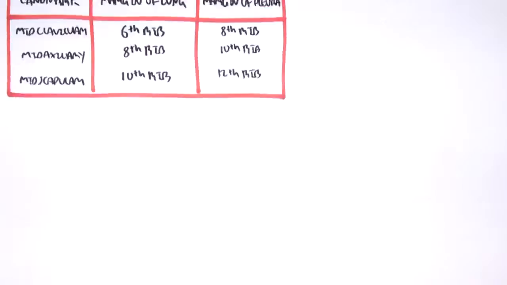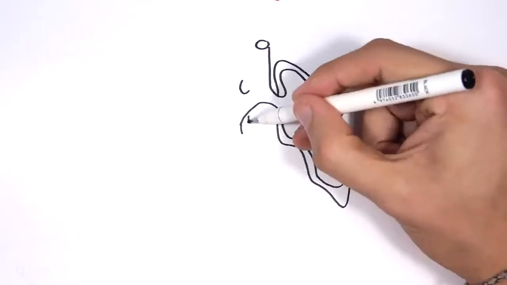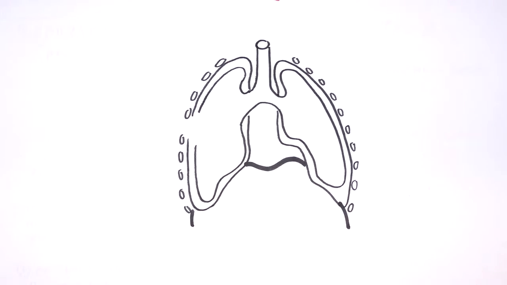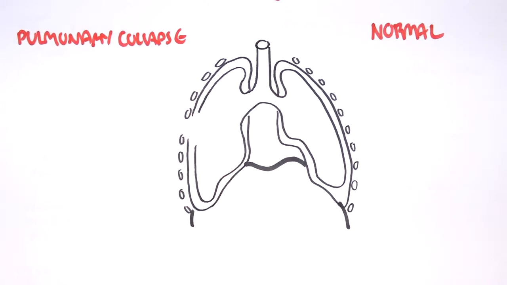Now, let's look at what problems can occur in the thoracic cavity. Let's look at a pulmonary collapse, a result of a pneumothorax. A collapsed lung is also referred to as atelectasis.